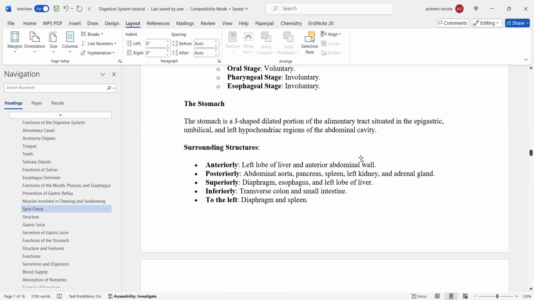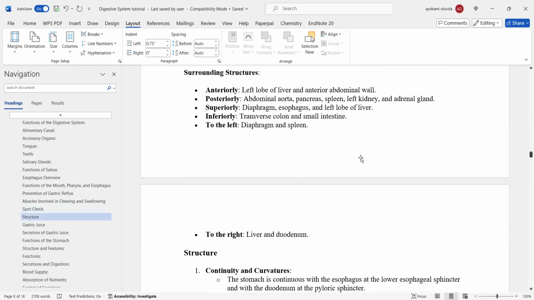Inferiorly, we have the small intestine and transverse colon. Then to the left, we have the diaphragm and spleen. These are just some of the organs that surround the stomach. Then to the right, we have the liver and duodenum.